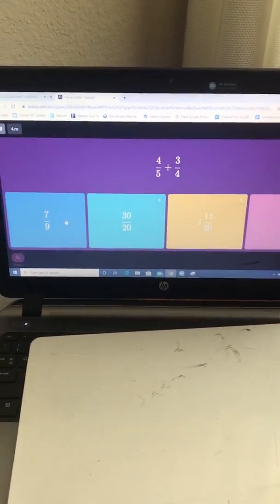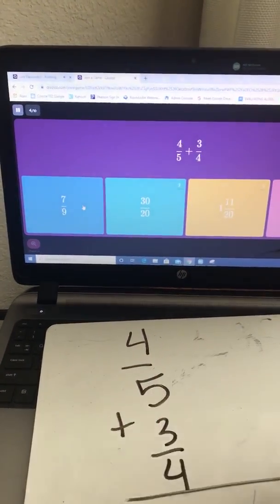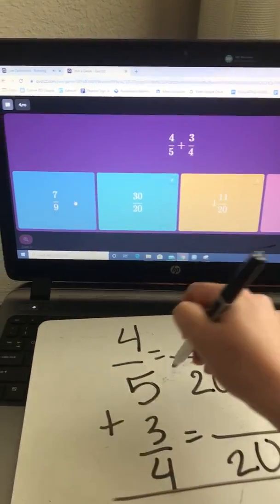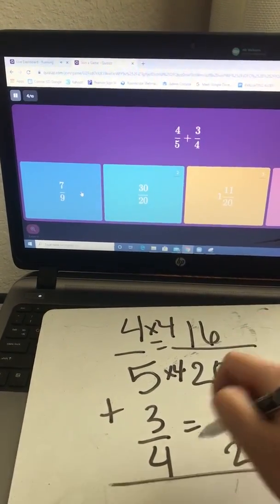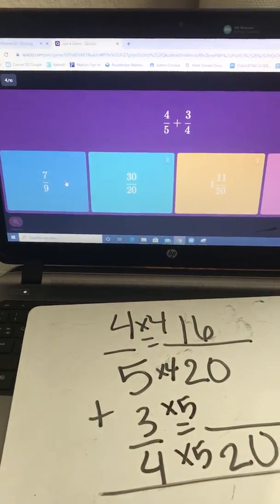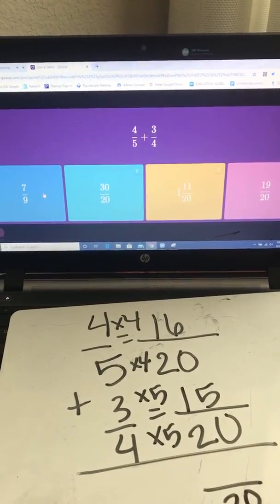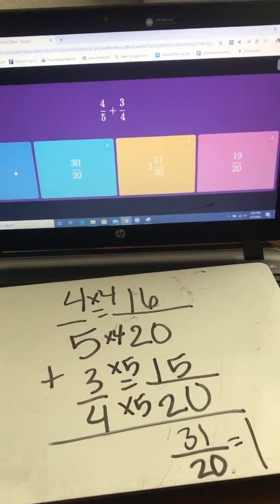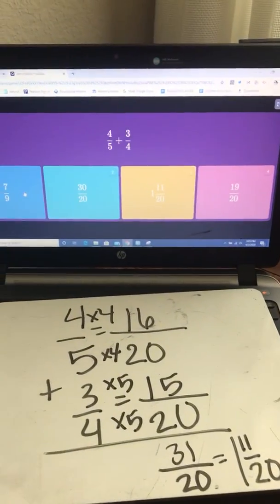Question number 4, adding fractions again. Don't forget we have to find common denominators. Common denominators for these two fractions will be 20. So 5 times 4 is 20, do that to my numerator. 4/5 is equivalent to 16/20. Down here, 4 times 5 is 20, do that to my numerator. 3/4 is equivalent to 15/20. Keep your denominator the same. 16 plus 15 is 31. 31/20 is an improper fraction, so I need to make it into a mixed number with 1 and 11/20 will be my answer.